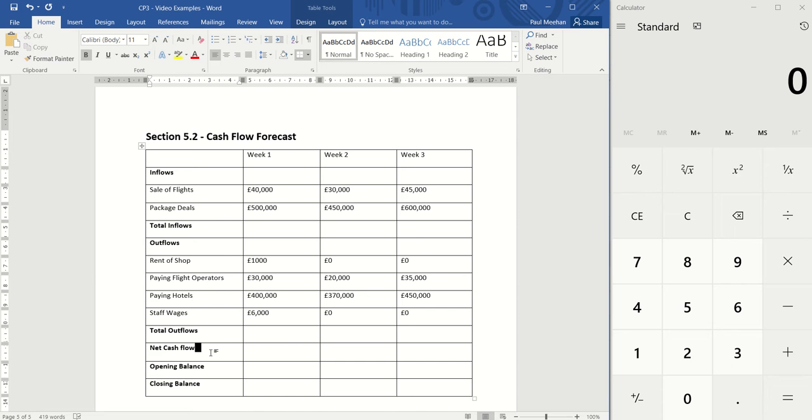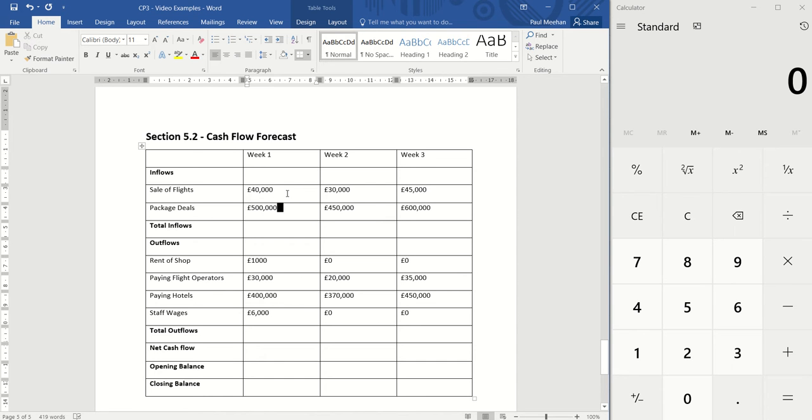So we're looking at a holiday company here, and they have projected that they are going to have £40,000 worth of flights being sold and £500,000 worth of package deals being sold. These are just inflows. These are just literally revenue or turnover for the week. They don't represent profit. This is just what it's sold as a business at the point of sale on the tills or via the online booking system.